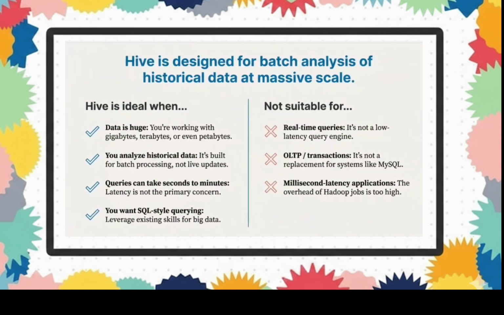Now let us understand when Apache Hive should be used. Hive is used when data is already stored and is very large in size. Hive is mainly used for analysis of old data, which means historical data. So this means Hive is good for questions like how many users are there, how much sales happened last year, or which country has more customers. Hive is not used for live systems where we need instant results. So Hive is for analysis, not for real time work.